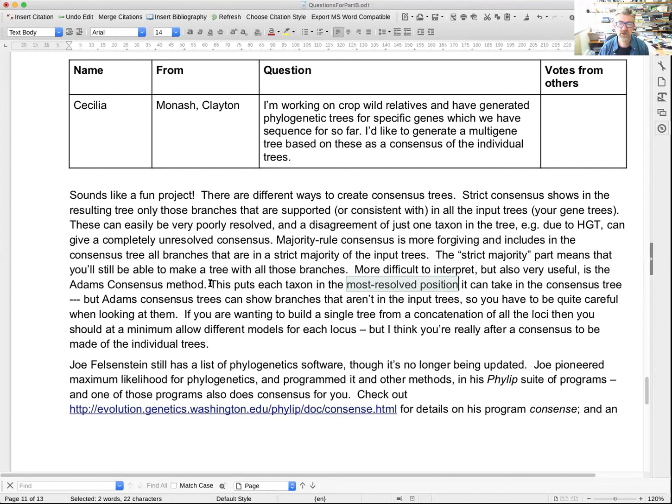So if you are in the process of developing a consensus tree for your input trees, and again, do the lot, do all the different methods, see which one works, then it's a good one to include in that set. The other way I mentioned before of building a single tree from a consensus is from that concatenation of all the loci, and I think we've discussed that pretty well by now. So with any luck, you'll have a sense of how to do that. At least, at a minimum, allow different models for each locus. But I actually don't think that's the question that you're asking here.